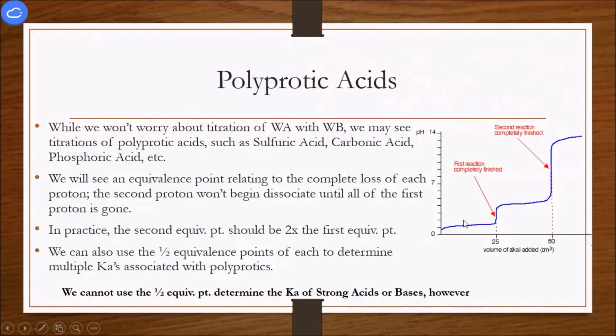So the half equivalence point of this one would be 12 and a half. But this one might actually be a strong acid, so you might not be able to really see one. But in this region, the half equivalence point between 25 and 50 would be what? 37 and a half. Where pH equals pKa is definitely the pKa of the second loss. Remember, we can never, ever use the half equivalence point to find a Ka of a strong acid. So if it's a strong acid at the first loss, you're not going to get a pKa.